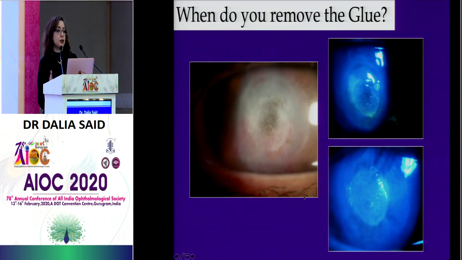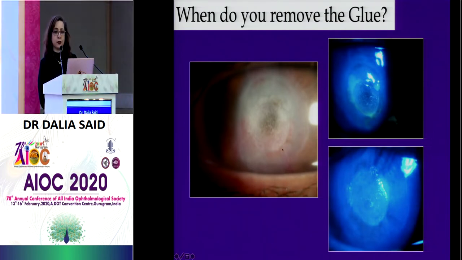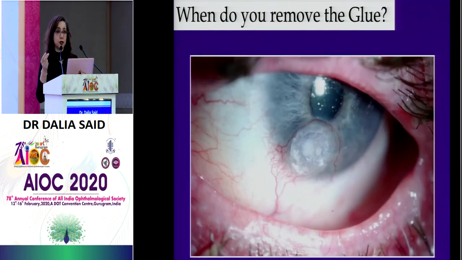So when do you remove the glue? That's the question that we always get asked. Usually by 2 months' time, you start to see vessels coming around the disc and underneath the disc. Once you've seen the vessels coming, you know that the glue is ready to be removed. So in your clinic, you take a forceps and nudge the edge of the disc. If the disc is coming out when you nudge it, then you know the glue is ready to be removed. Then you just hold with the tying forceps and lift the glue and it will come out. If it's not coming out, then it's not ready to be removed yet. And see here, the vessels are coming underneath and around the disc. Then you know the glue is ready to be removed.